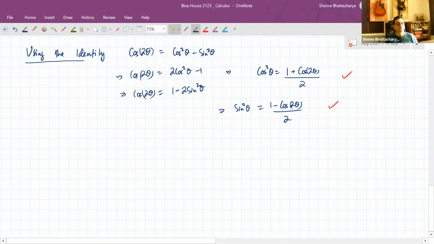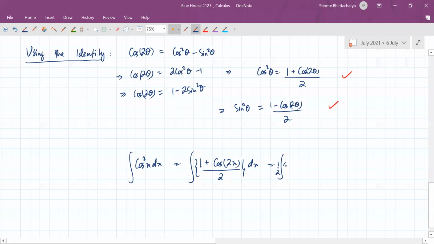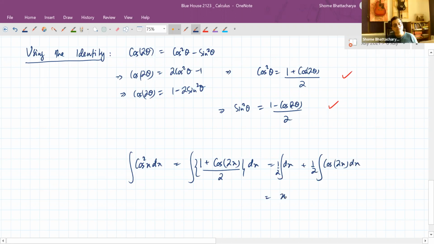Okay. So using this identity, we can see that if we have integration of cos square x, we can write that as 1 plus cos 2x divided by 2, the whole thing's integration, which becomes further this becomes x by 2 plus sine 2x by 4 plus c. So this integration is quite easily solved as this using this identity. Okay.